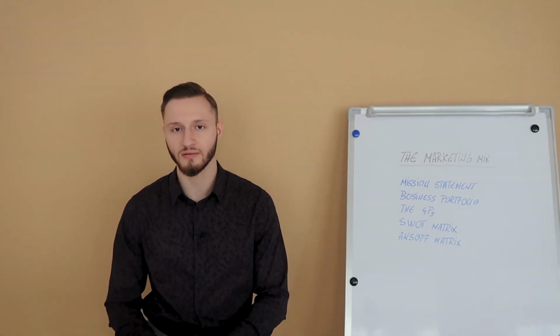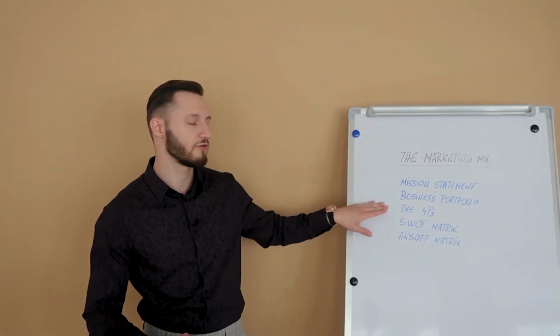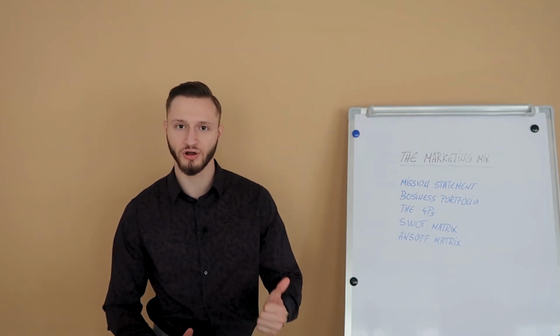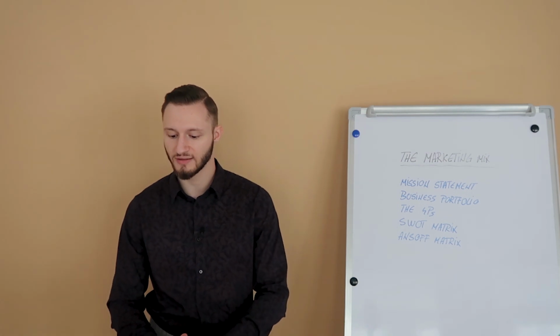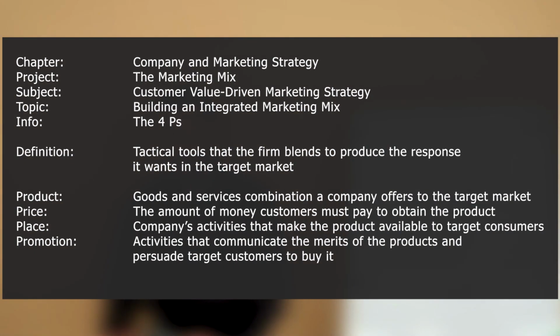When looking at the marketing mix, they have to look at the 4 P's of marketing, which are the product, the price, the promotion, and the place of the product, and we call them tactical tools that the firm blends to produce the response it wants in the target market. We talk about the product, price, place, and promotion.